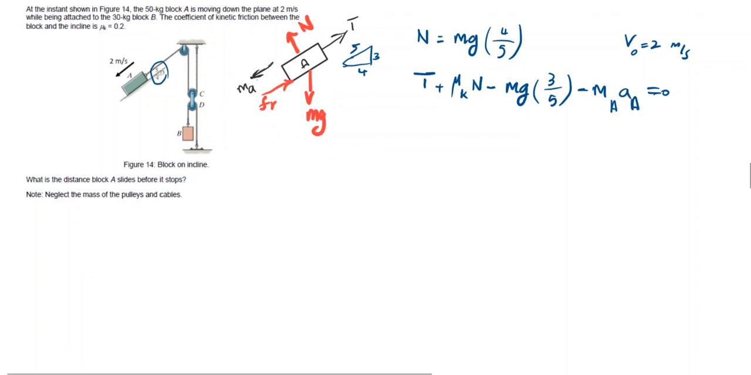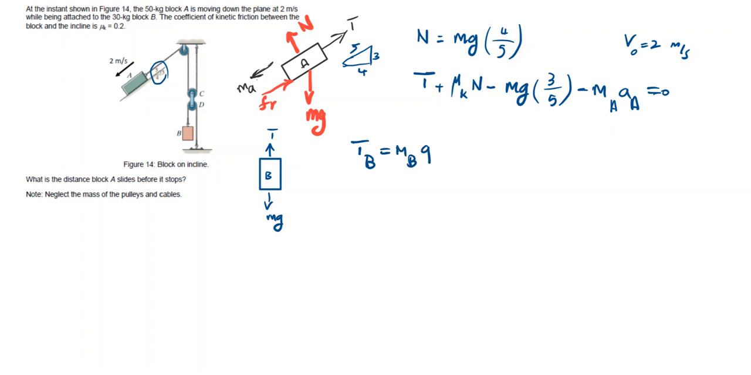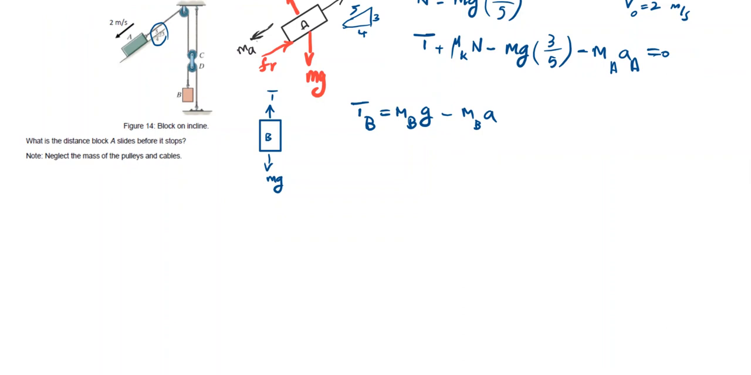The same will be drawn for block B. Block B is much easier because we have only one tension and the force of the mass. So tension at B is equal to the weight of B minus the mass of B times the acceleration, and that was the gravitational force. We know that tension at A is equal to tension at B, and we can find that just by visualizing.